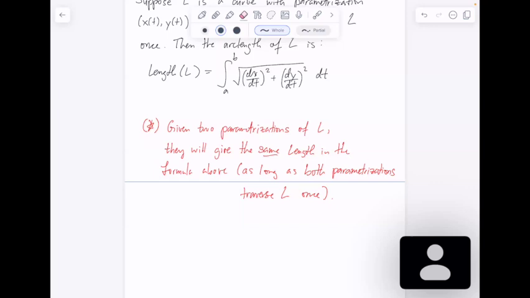But let's maybe do an example for the circle. Let me answer some questions in chat first. Is that the given same A, B? No, two parameterizations of L could have completely different parameters A and B. In fact, they generally are going to have different parameters A and B.